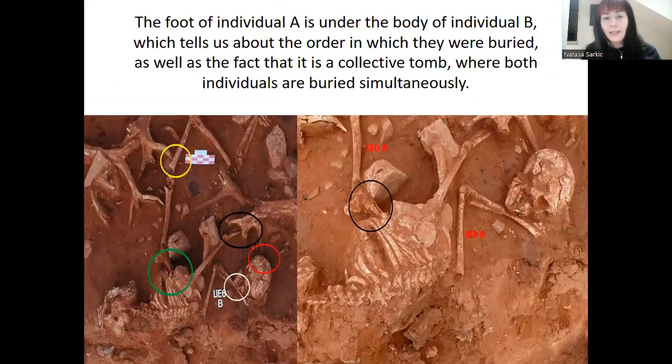And to make the situation even weirder, we have around them some antlers that, again, were not placed there before or after. They were placed simultaneously with those two bodies, as we can see. The foot of individual A is under the body of individual B, which is telling us about the order in which they were buried. You can see it here as well. And you can see the antlers here, just under the arm of individual B.